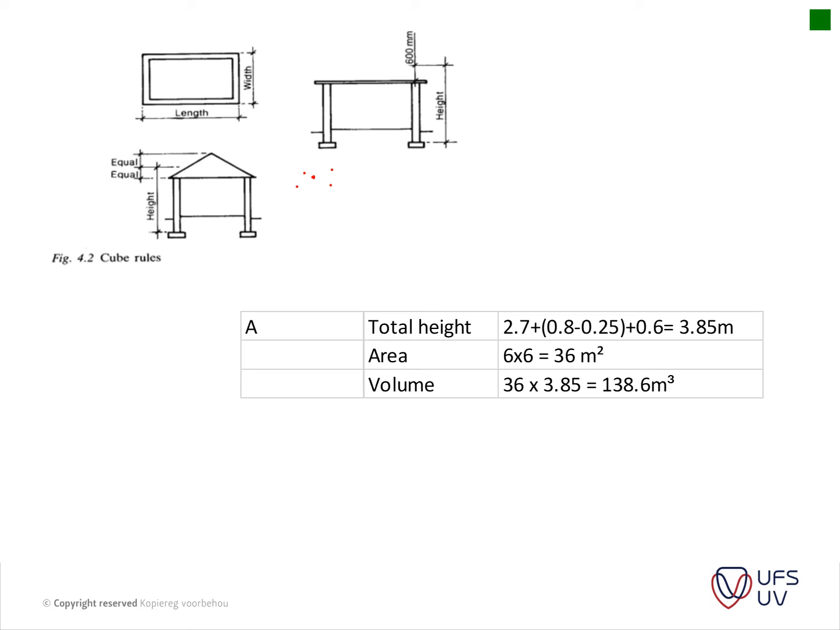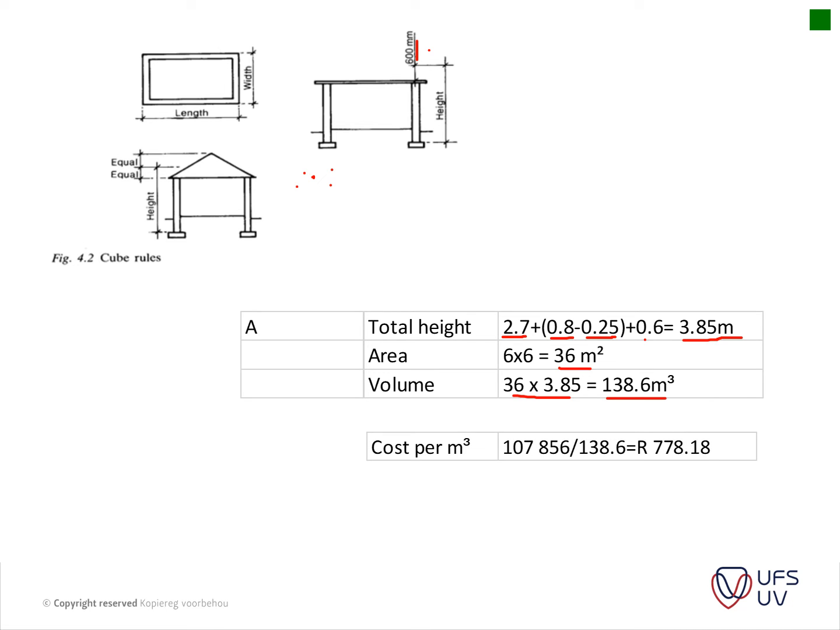Using the information that we've got, we assume that it is a concrete roof, and thus we're going to use 600 millimeters above our roof height. So we've got our total roof height plus our 800 millimeters minus our 250 millimeters plus our 600 millimeters to get a total height of 3.85 meters. We've got our area that we worked out previously, and thus we can easily multiply the two out to get our total volume for the building.